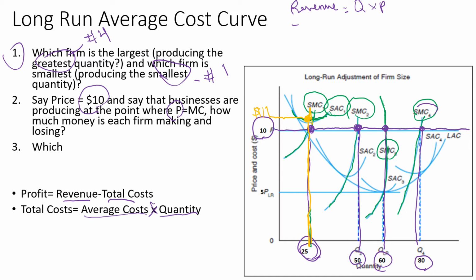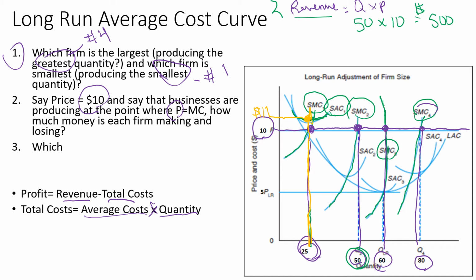So firm 2, we need to first calculate their revenue. They're going to be operating at a quantity of 50, and they're going to be able to sell their products for the same price, $10. So their revenue is going to be $500.